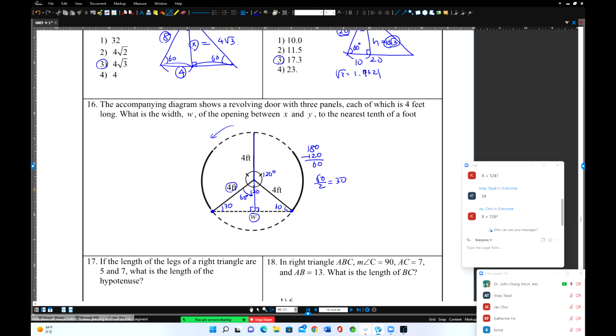This is 4, hypotenuse opposite the right angle, and half of it is 2 feet. But this side is how much? Just root 3 times 2, so 2 root 3, and another one is 2 root 3. Okay, the width W between these 2 panels is how much? 2 root 3 plus 2 root 3 because they are equal sides. So 4 root 3 is the width between these 2 panels. Is that okay?